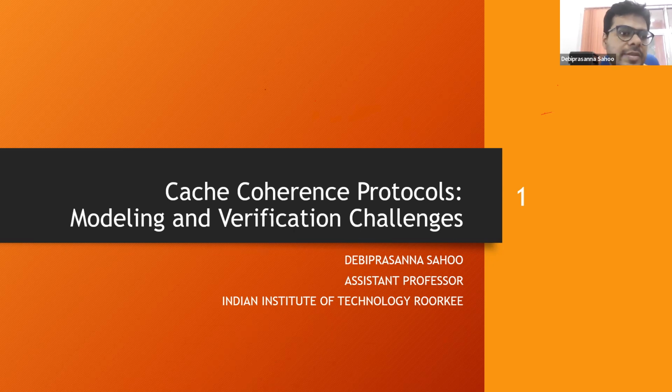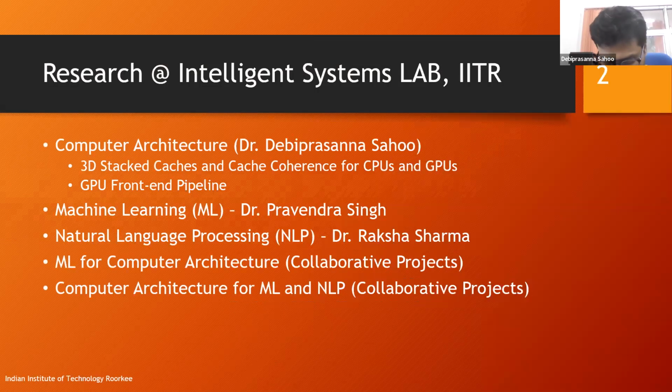Thanks, Rupesh. So we will be discussing cache coherence protocols, modeling and verification challenges. Before that, let me give you a brief intro to our lab. This is the research at Intelligent Systems Lab at IITR. It's an interdisciplinary lab where we are working on computer architecture, machine learning, and natural language processing. So we generally work on different stuff here. I focus mostly on the computer architecture side.